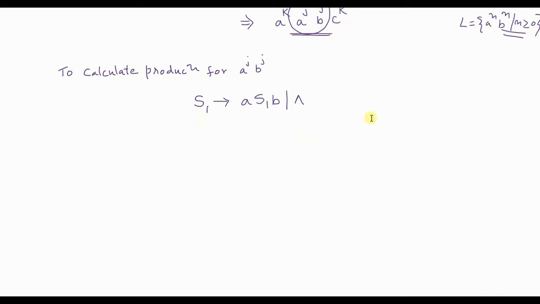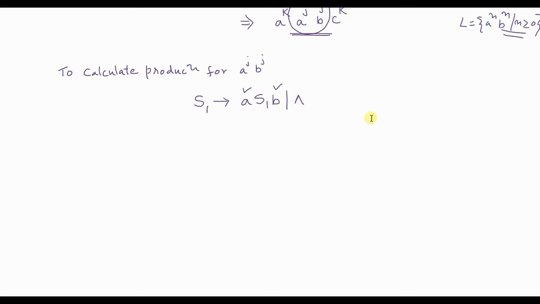So this production S1 gives A S1 B or null, which will ensure that for every A you get a matching B. As S1 will be called again and again, it will give one A before S1, and one matching B after S1. So this will take care of the thing that the number of A's and number of B's are equal. And finally, when there are no more A's and B's required, S1 can be replaced with null.